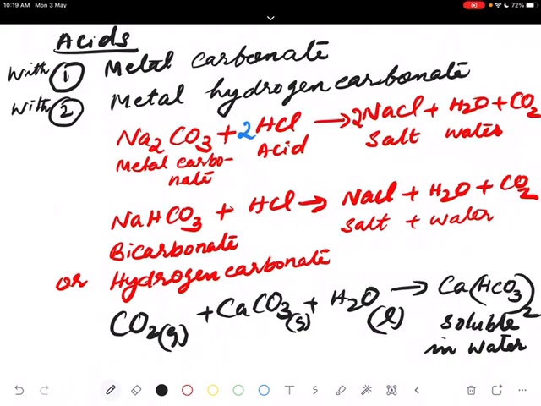Since this calcium bicarbonate is soluble in water, you will not see any milky color. But calcium carbonate is a precipitate that was insoluble in water. So milkiness is due to the formation of insoluble calcium carbonate as a precipitate. Insoluble means precipitate. But here, the calcium hydrogen carbonate that is formed is soluble in water. That's why the milkiness disappears. Let's see the experimental setup for that.